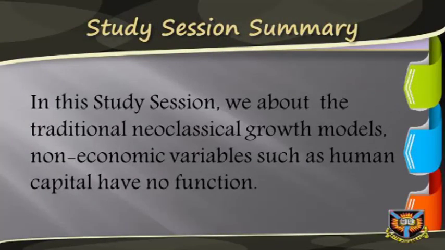Summary. In this study session, you learned that in the traditional neoclassical growth model, non-economic variables such as human capital have no function. Endogenous growth models correct this by broadening the concept of capital to include human capital. Links between human development and economic growth can be mutually reinforcing. When links are strong, they contribute to each other. When weak, one can undermine the other. Unbalanced links are the result of rapid human development with little growth, or of fast growth with slow human development.